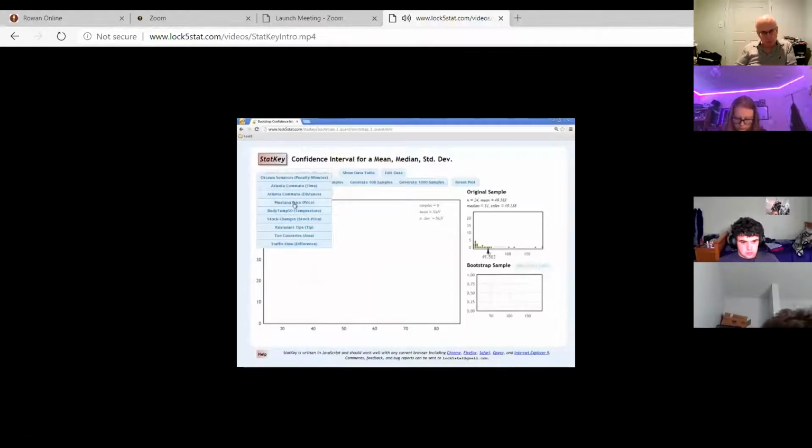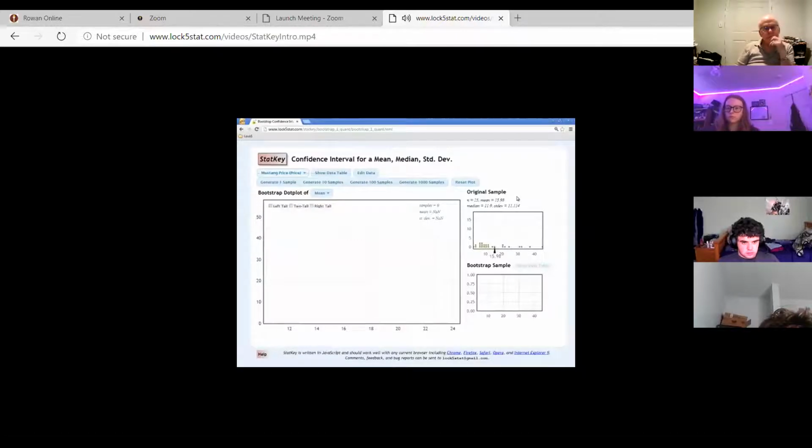Let's choose Mustang prices. So here's a sample that a student took of prices for used Mustangs, the cars on the web. Has a mean of 15.98, so about 16,000. These are thousands of dollars. About $16,000 is the mean price of the Mustangs. Here's the distribution of the 25 Mustangs in the sample.